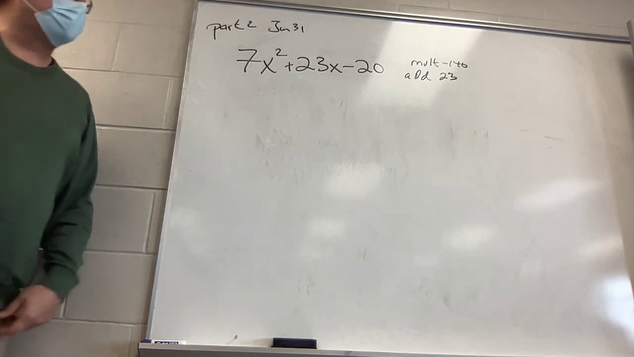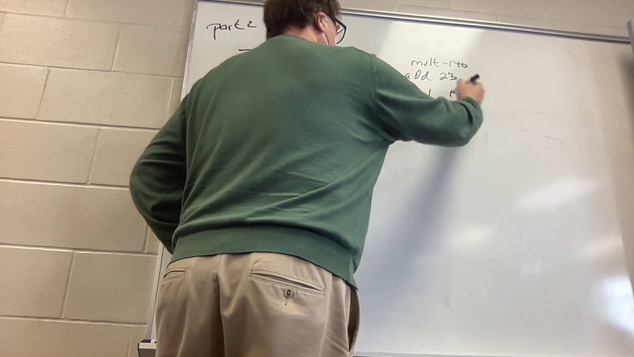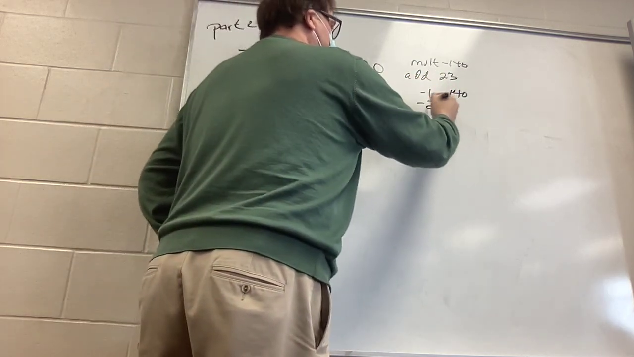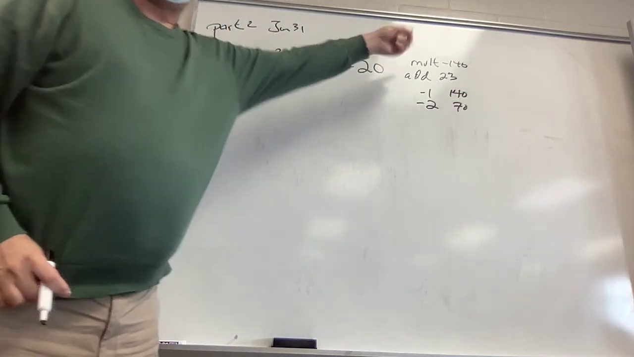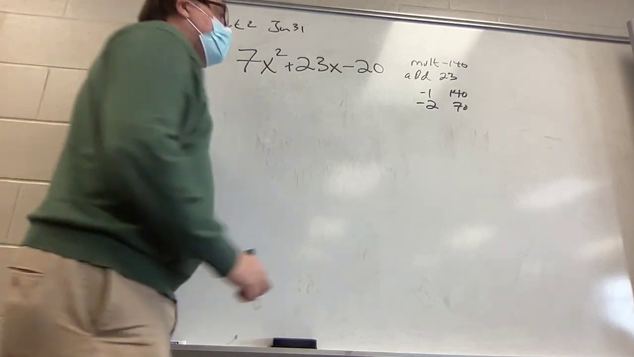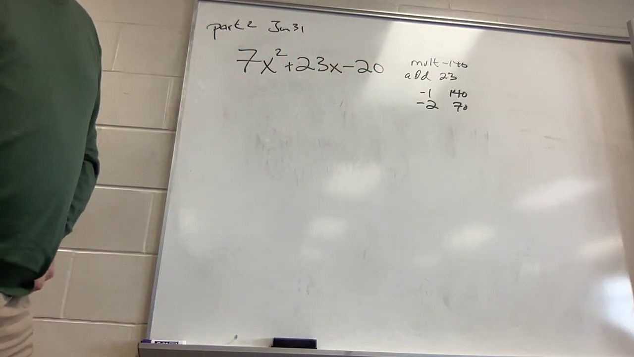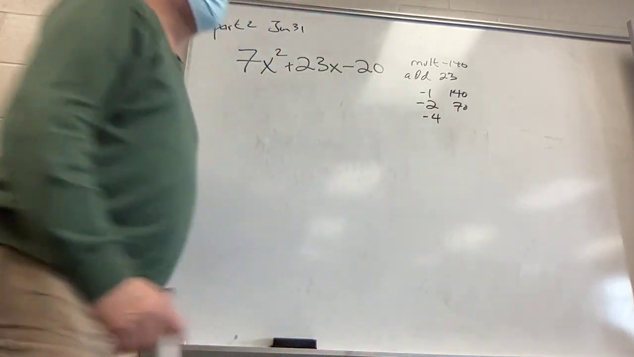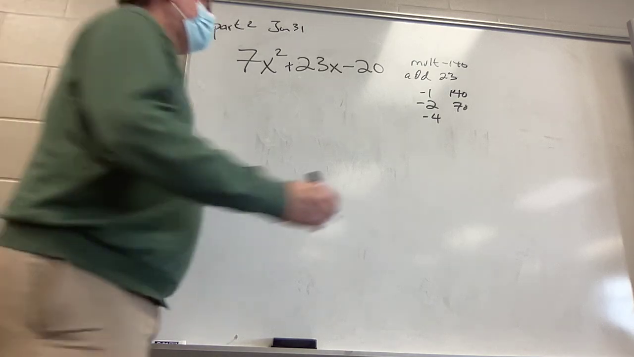I'm going to go in order: 1 and 140. How about negative 1? Clearly I'm not getting anywhere close. Negative 2 and 70. If you can't do this in your head, you go 140 divided by 2. 140 divided by 3 doesn't work. 140 divided by 4. I need a little help. 35. 35, thank you.